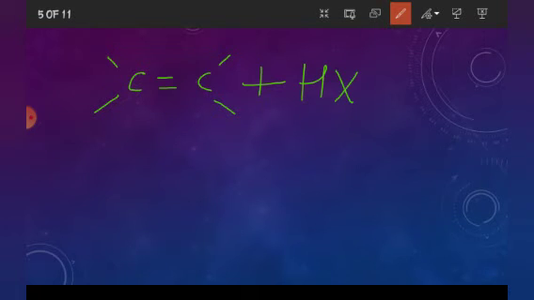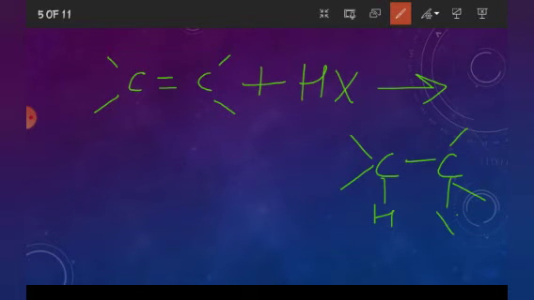Now you know, suppose if I take a general example, C double bond C. This is an alkene. This will react with HX. If I substitute Cl, it will become HCl. If I substitute Br, it will become HBr. And if I substitute I, it will become HI. What will happen? The double bond will break and the corresponding product is formed. Now see, here H will come and here X will come.